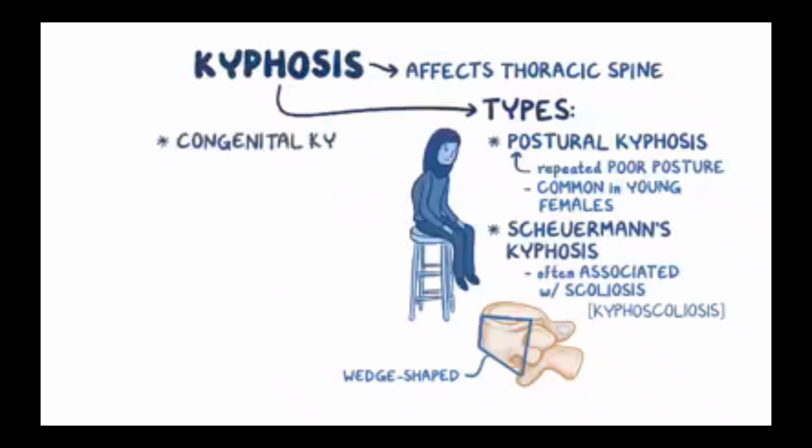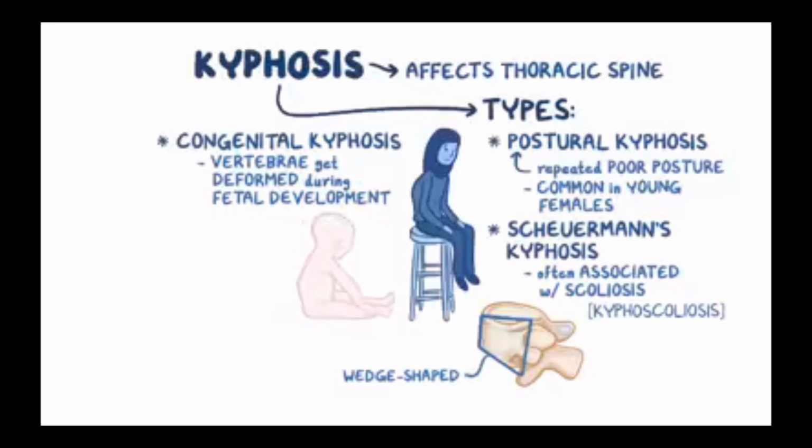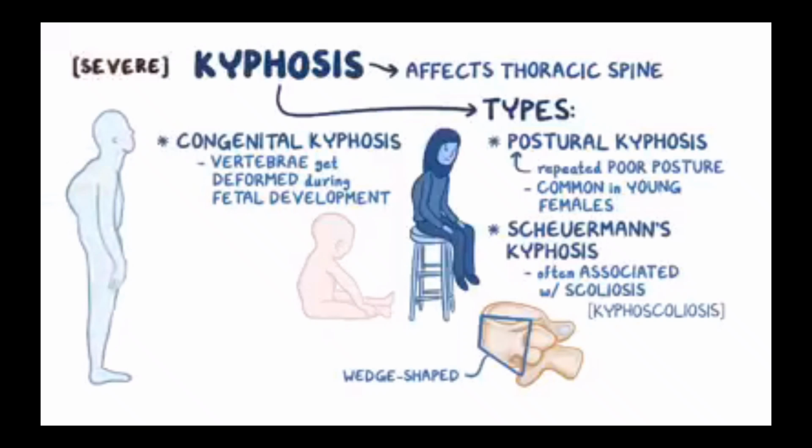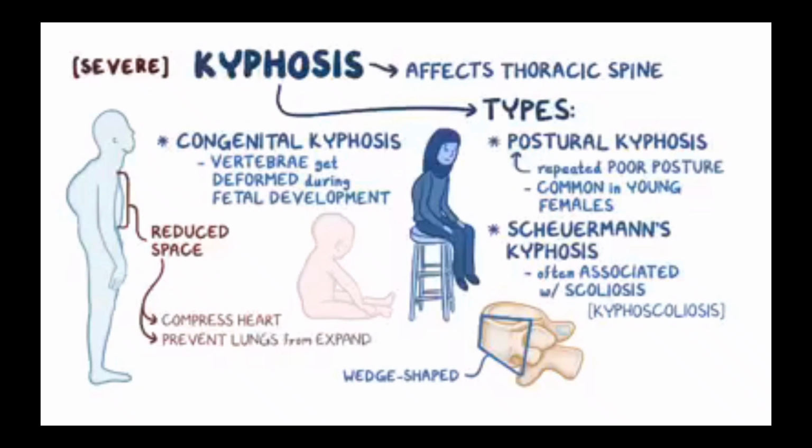Lastly, there's congenital kyphosis, which develops when the vertebrae get deformed during fetal development, resulting in a baby that's born with kyphosis. In general, if the condition is severe, it can reduce the space in the thoracic cavity, which can compress the heart and prevent the lungs from fully expanding.